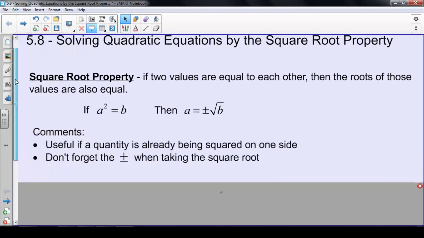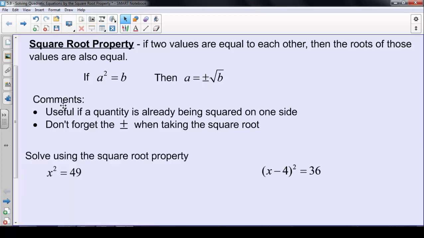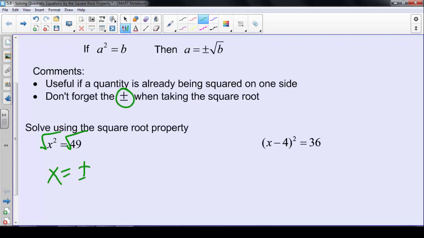Couple comments before we get started. It's very useful if you already have something that's being squared by itself. Don't forget the plus or minus when you take the square root of both sides. So when we use this property here, we can take the square root of both sides. So we'll have x equals, and then once again, don't forget that plus or minus.